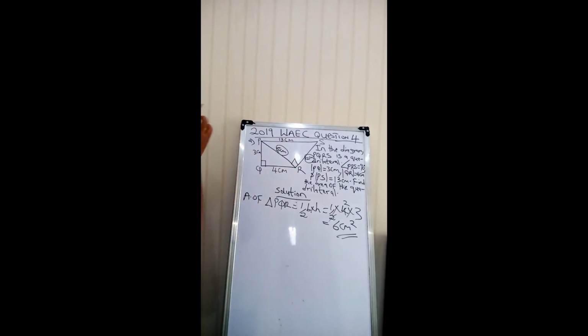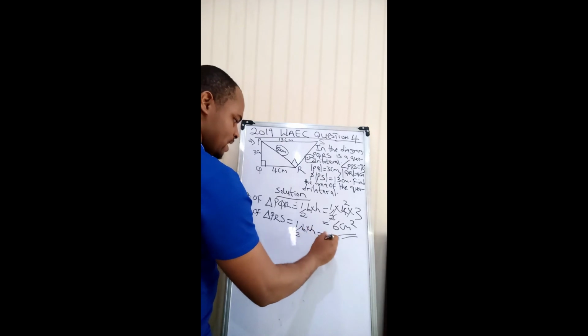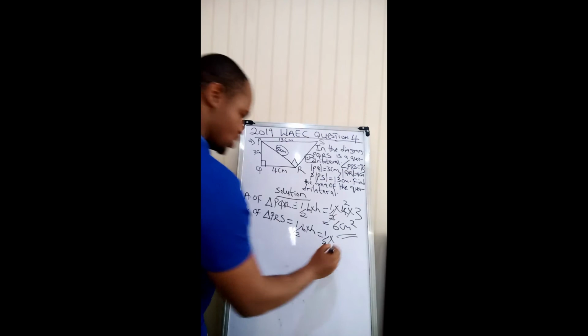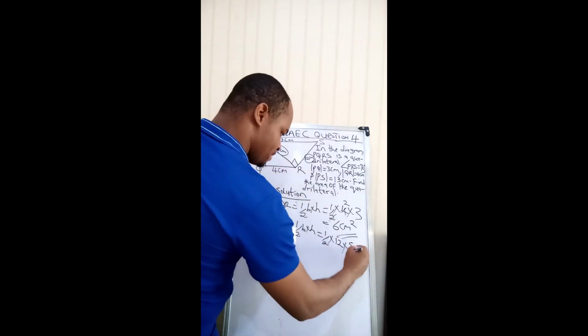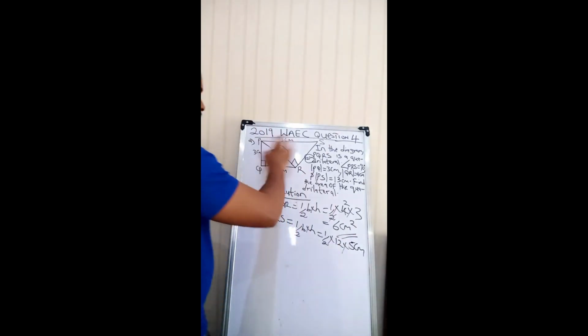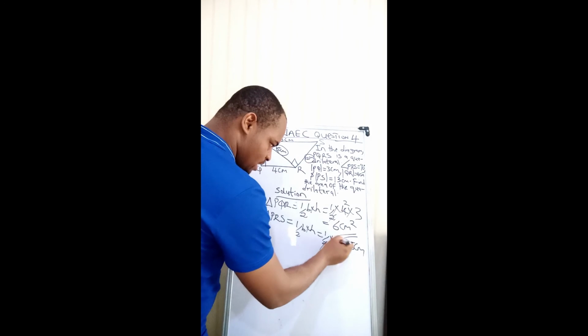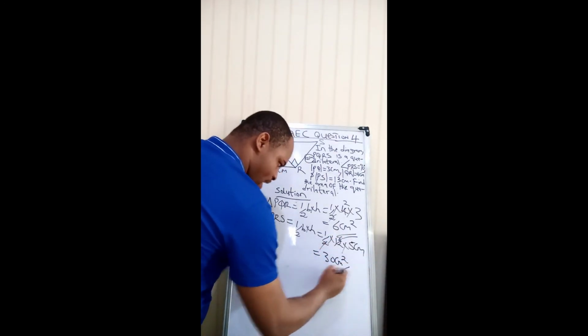Now we need to get the area of triangle PRS, which is also half base times height, which is half times, what's the base this time? Your base is 12 cm, times your height, which is 5 cm. Remember, you don't have anything to do with your hypotenuse. Don't forget that. 2 here, 1, 2 here, 6. 6 times 5 is 30 cm squared.